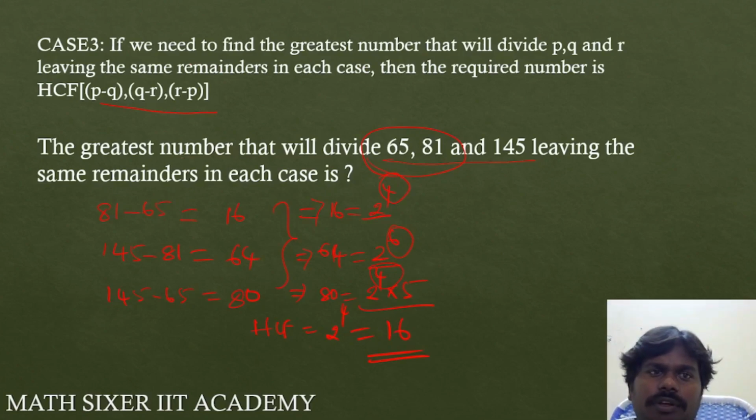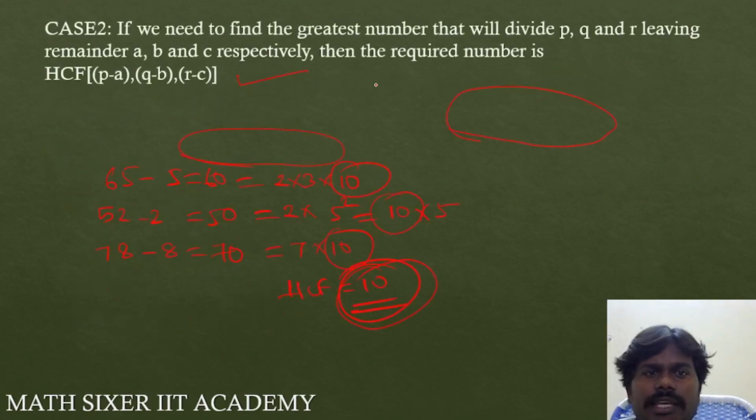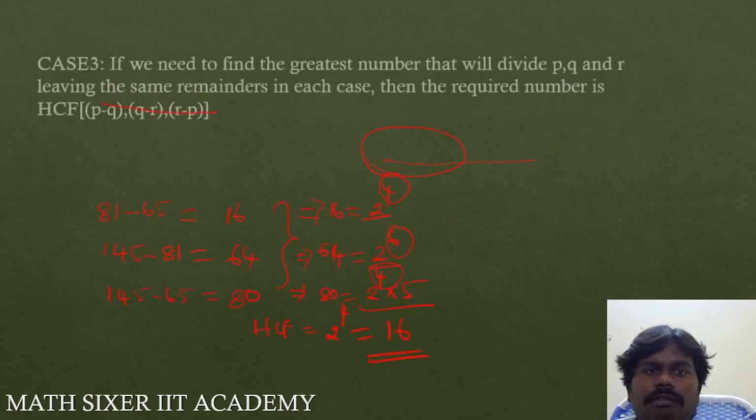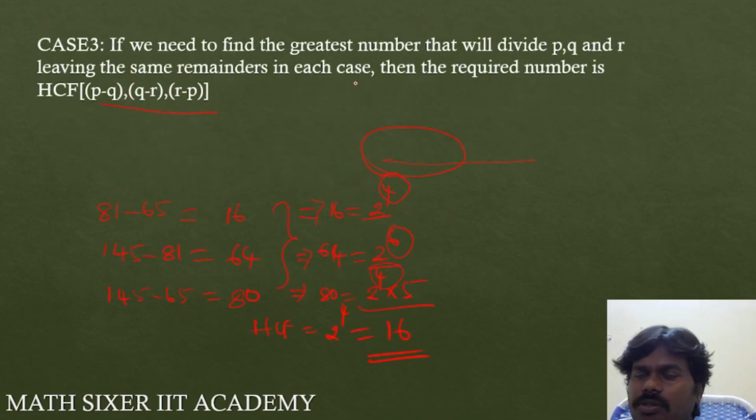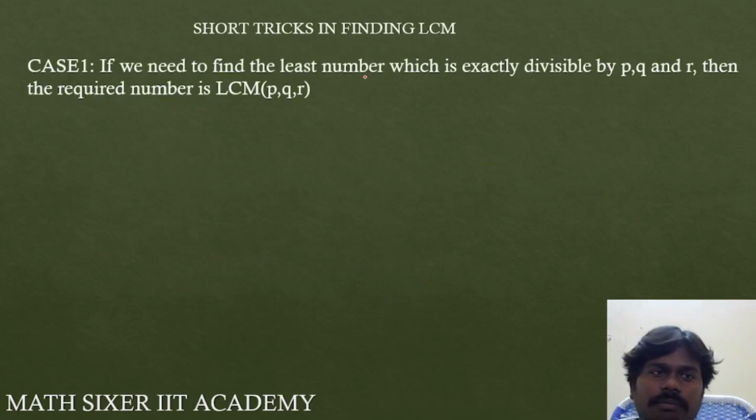So if you observe the difference between these three cases, in the first case here we have exact division, means the remainder 0, but in the second case different remainders, but in the third case we have the same remainder. So that's the difference between the three cases. Okay. So the same way we will see the LCM. In this LCM also we have three cases. First one is without any remainder, means remainder 0, next different remainders, third case is same remainder.